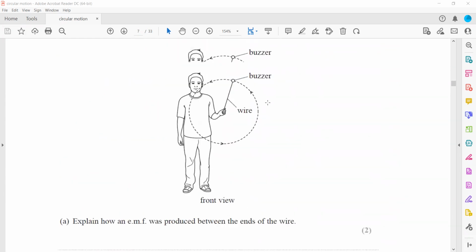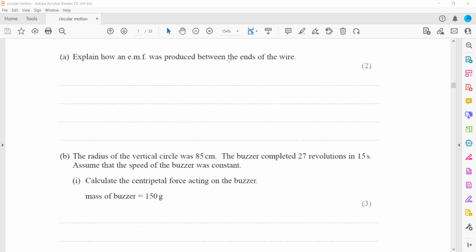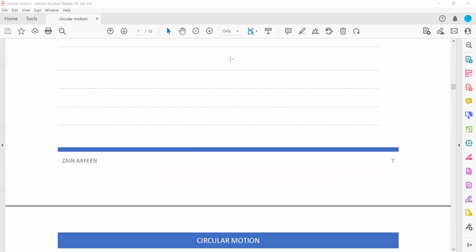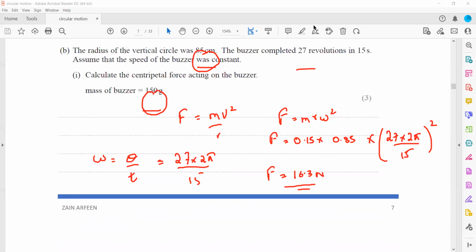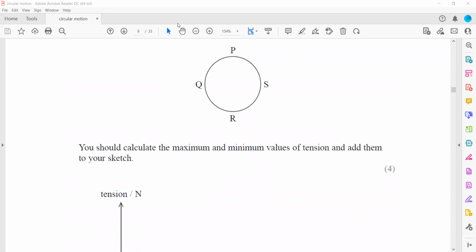So first, how can we work out the maximum and the minimum values? We calculated the centripetal force, so the centripetal force should be 16.3. At all the positions, the resultant should be 16.3. So here the resultant should be 16.3 everywhere.